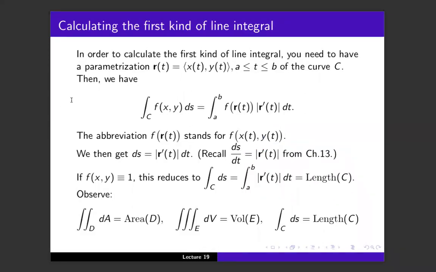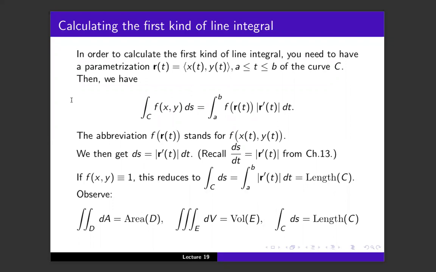So how do you calculate these things? Well, in order to calculate them, you need to find some way to parameterize the curve. That is, you have to find some vector function r(t). This is not a vector field, by the way. This is just a curve. This is a vector curve in R2 or R3, and it's a parameterization of the curve. So if you have that parameterization, then this is what the formula is. The line integral of your function over the curve is the integral from a to b of f evaluated at r(t) times the magnitude of r'(t) dt.